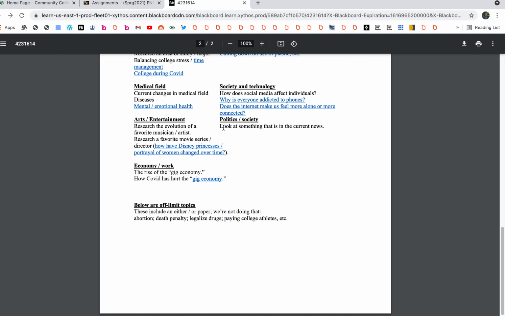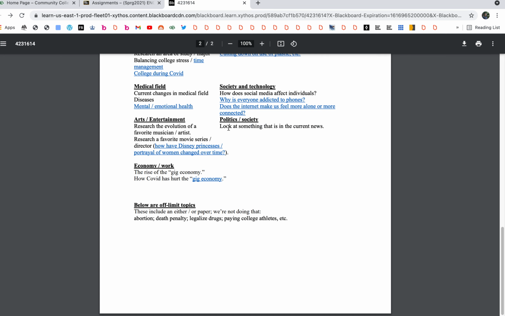Politics and society. Look at something that is in the current news. I'd be fascinated with, and if I offend anybody, I forgive you, or you can complain to my boss, all those crazy right-wing conspiracy theories. Where the hell is that coming from? I mean, we've always had conspiracy theories, but how people are into that in politics, right? It's mind-blowing. You could look at the egregious laws passed in Georgia to restrict voting. That is sickening. Yeah, you see where I stand now. All right. Complain if you want. But anyway, look at something in the current news.